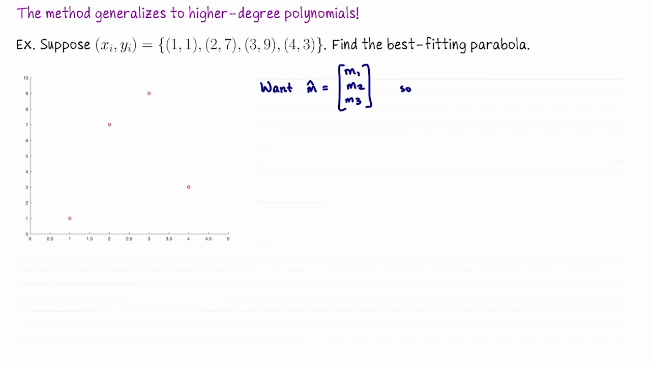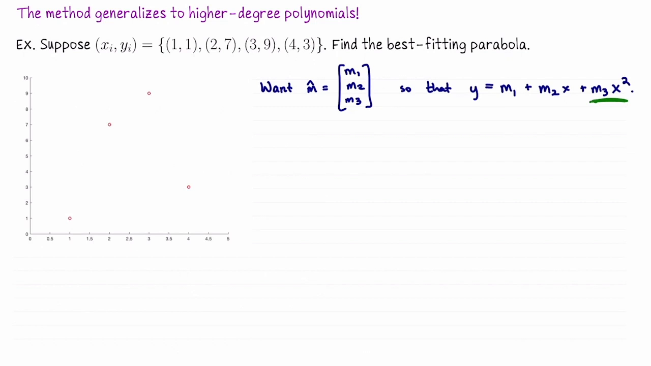so that y equals m1 as a constant term plus m2 x plus m3 x squared. So we're picking up an extra term over here, which is going to look like m3 times the square of the x data.